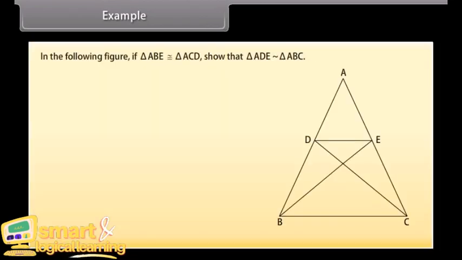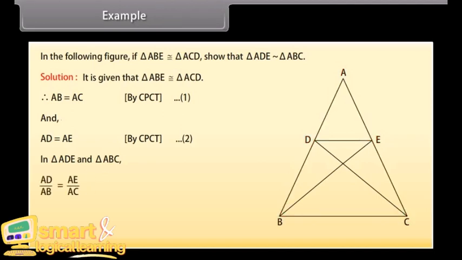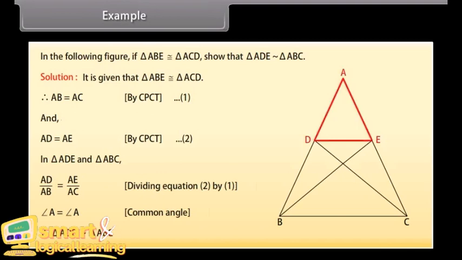In the following figure, if triangle ABE is congruent to triangle ACD, show that triangle ADE is similar to triangle ABC. Solution. It is given that triangle ABE is congruent to triangle ACD. Therefore, AB equals AC by CPCT, mark it as 1, and AD equals AE by CPCT, mark it as 2. In triangle ADE and triangle ABC, AD upon AB equals AE upon AC, dividing equation 2 by 1. Angle A is equal to angle A, common angle. Therefore, triangle ADE is similar to triangle ABC by SAS similarity criterion.